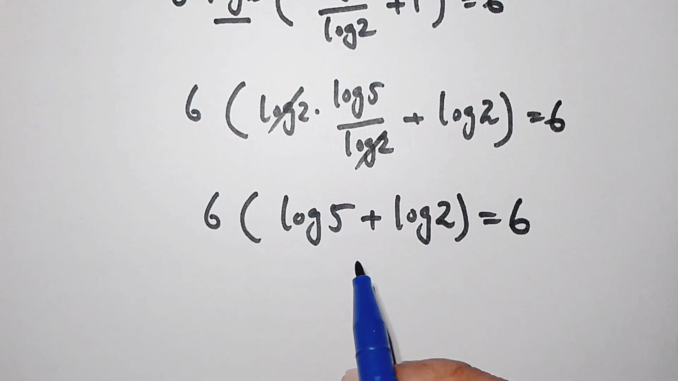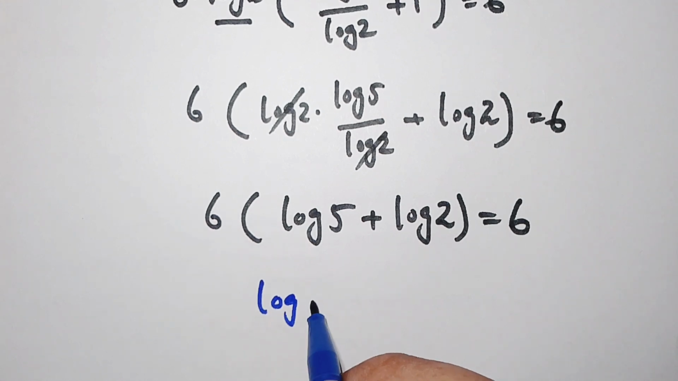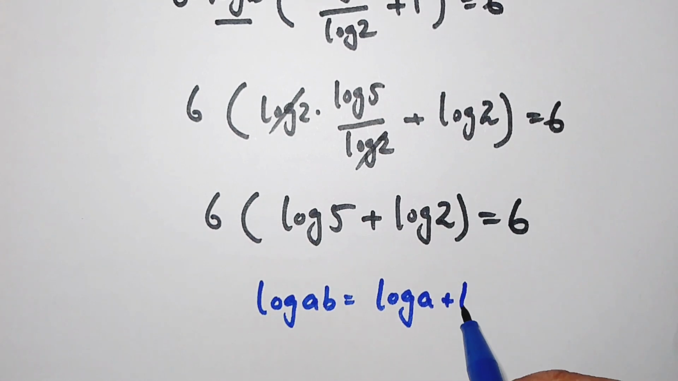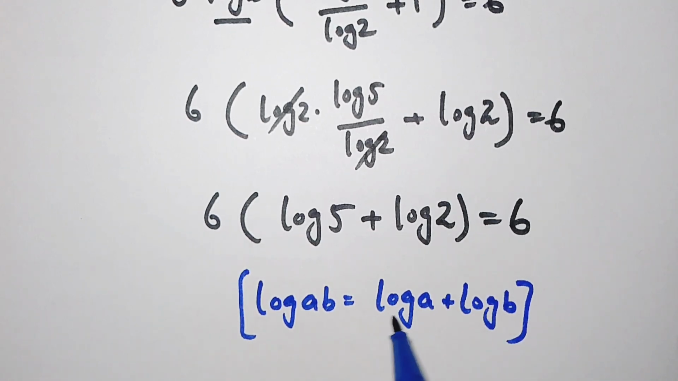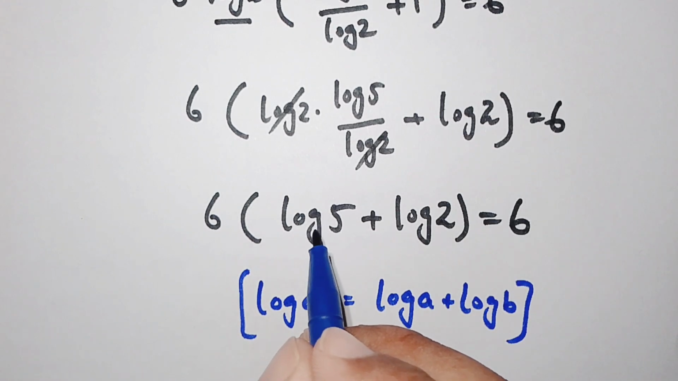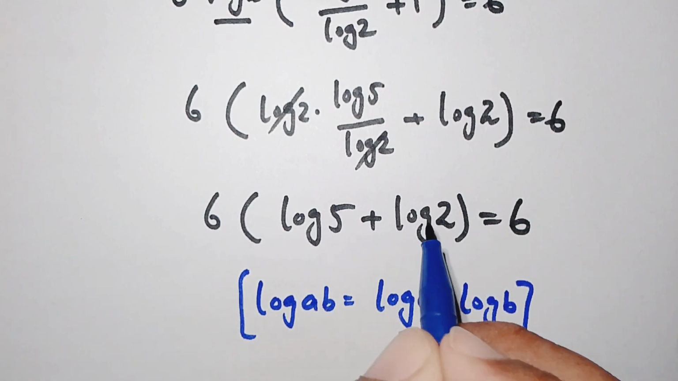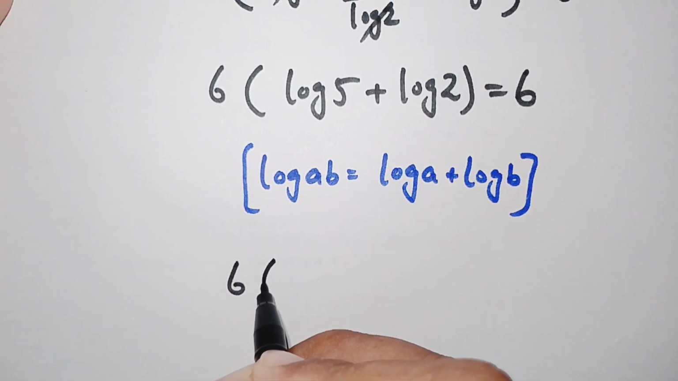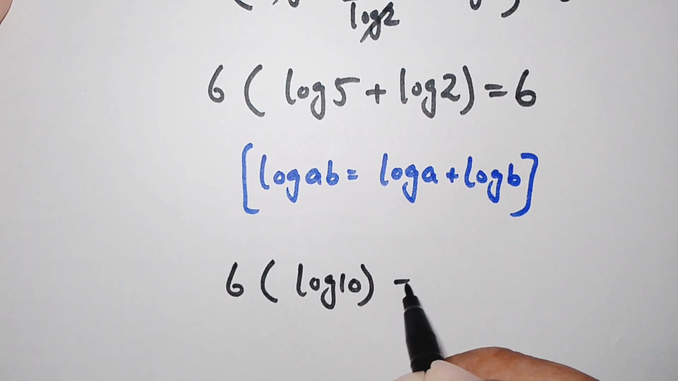Now to solve this again we have to use this logarithm identity that is log of a times b is equal to log of a plus log of b. So to use this logarithm identity this will become log of 10, because this is equal to log of a times b, so 5 times 2 is equal to 10. So here 6 times log of 10 is equal to 6.